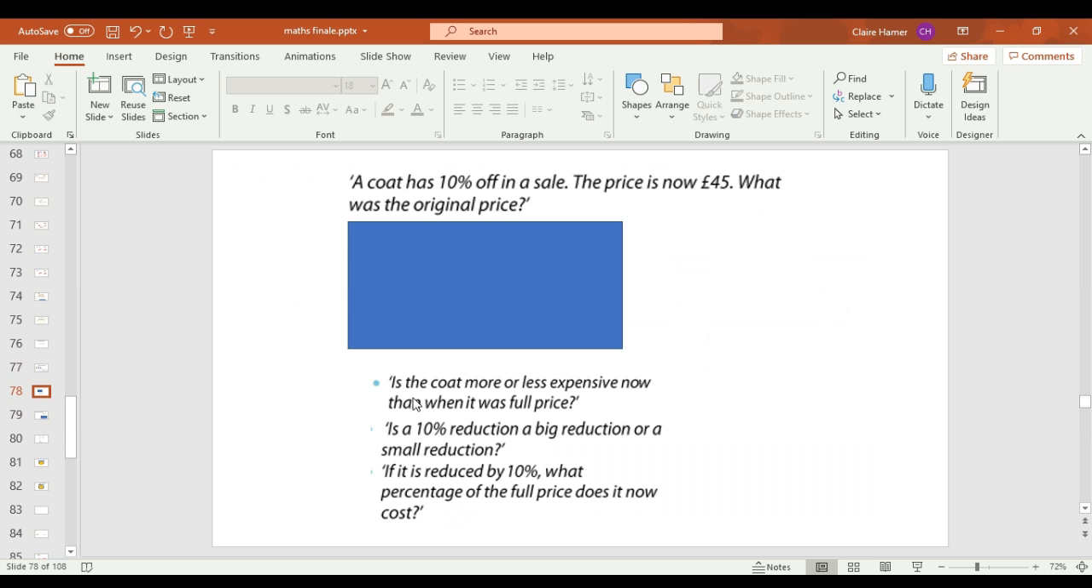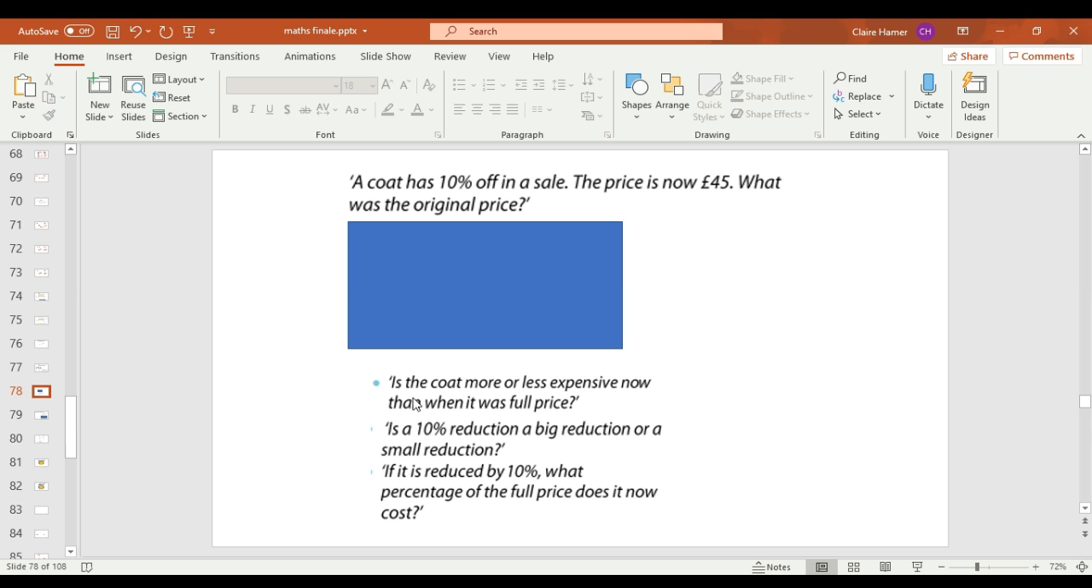Right, so we have got another question. Oops, I forgot, I think there might be 2 more. This is a common type of experience you might experience in a shop. So you're in a shop. A coat has 10% off in the sale. The price is now £45. What was the original price?